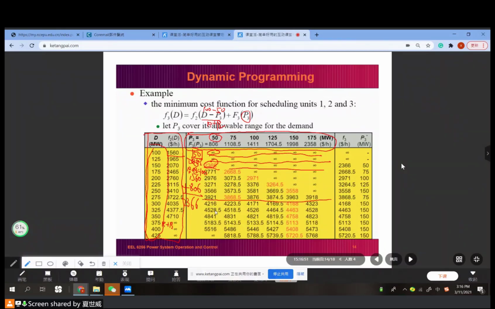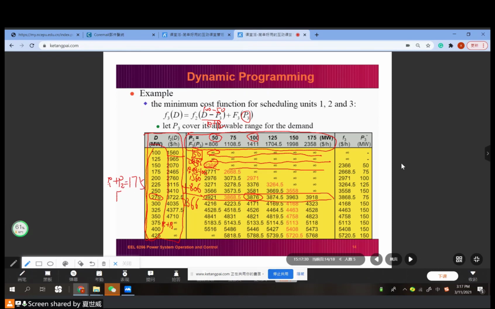Similarly, you calculate all other elements. Let us randomly choose a number. What's the meaning of this number? The meaning of this number is you have to support a total load of 275, and you give P3 100. How much is left for P1 and P2? Of course, 275 minus 100, so P1 plus P2 equals 175.